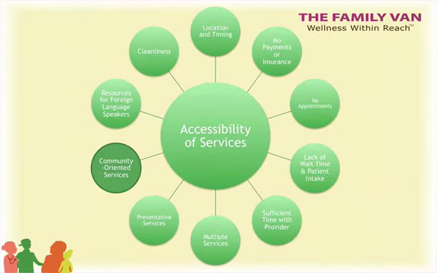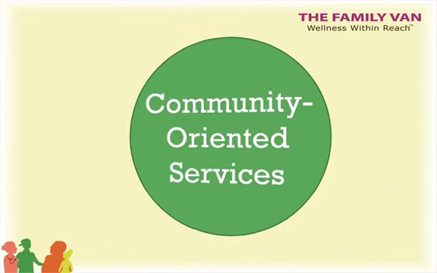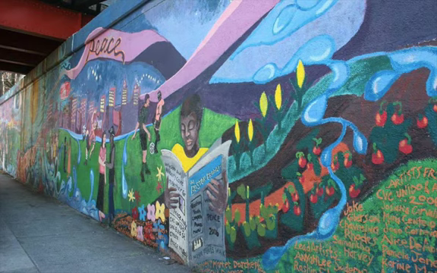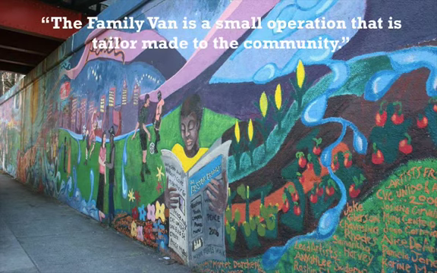Furthermore, the services on the family van were described as community-oriented. In comparing the family van to other healthcare institutions, one client explained, "Well, they're a different operation, different mission. The family van is a small operation that is tailor-made to the community." In fact, this is a major part of how the family van operates. All our locations and services are picked in concert with our clients and designed with their input. They tell us where to go, at what times, and identify new health concerns that they would like us to address.